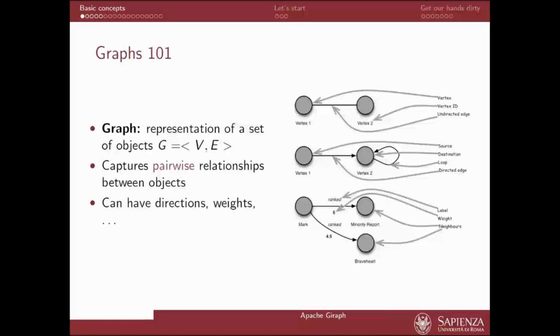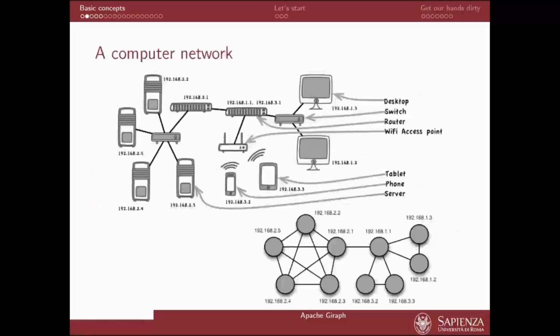A graph is an abstract representation of a system in which objects are defined either as vertices or as edges, where edges are any kind of relationship that occurs between a pair of vertices. A computer network is a very simple example. As we can see in the bottom right image, we can define as vertices every device that is connected through a local network.